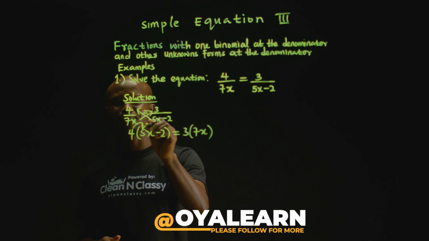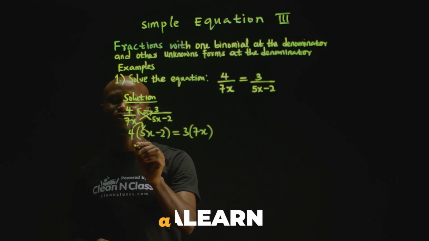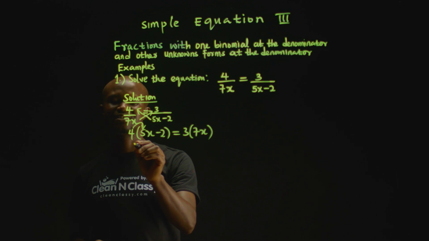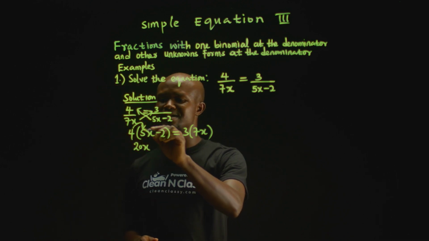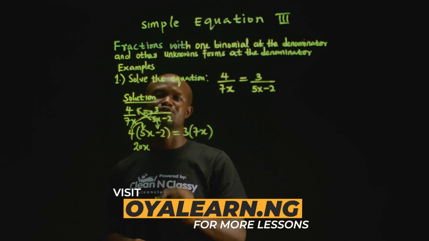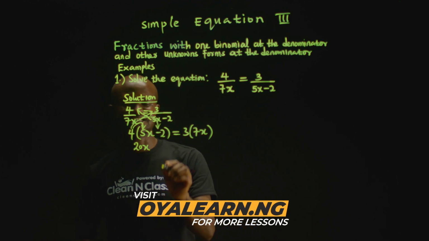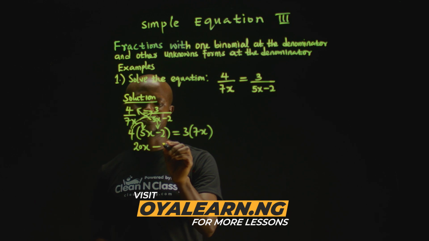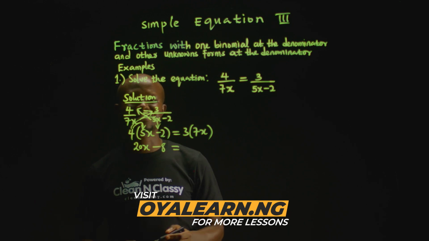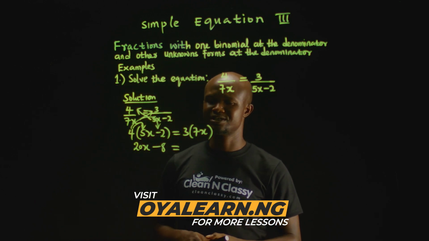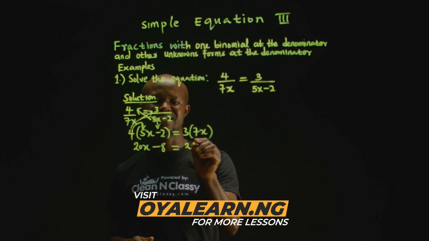Now 4 we multiply by 5x. What do we have? 4 times 5, that is 20. So 4 times 5x will give us 20x. Now this same 4 we also multiply by minus 2. 4 times minus 2 will give us minus 8. Now 3 times 7x will give us 21x.